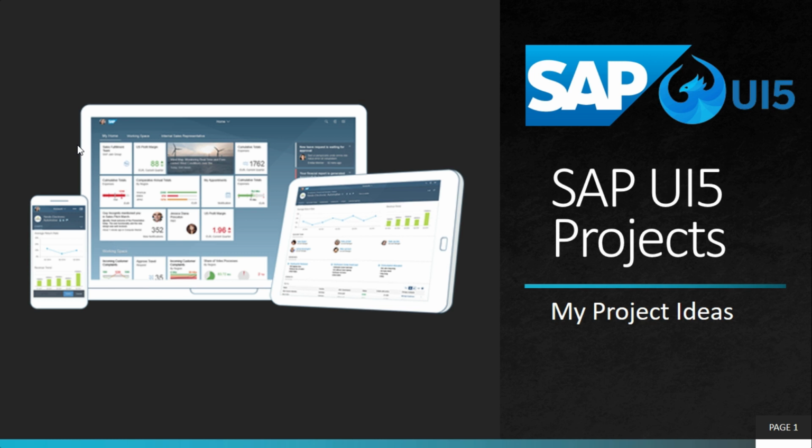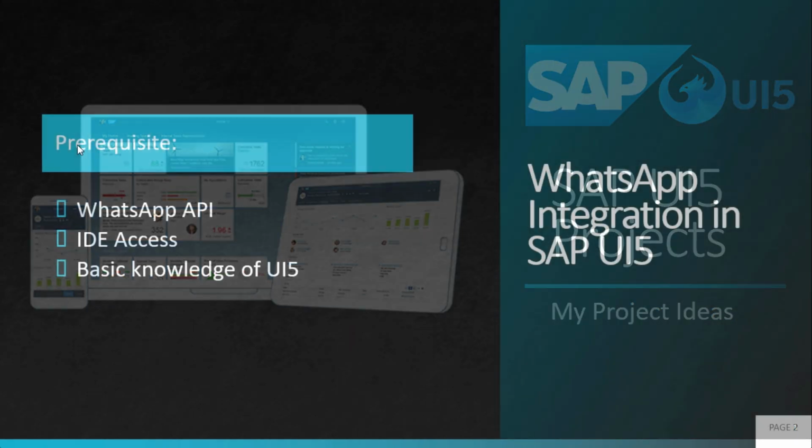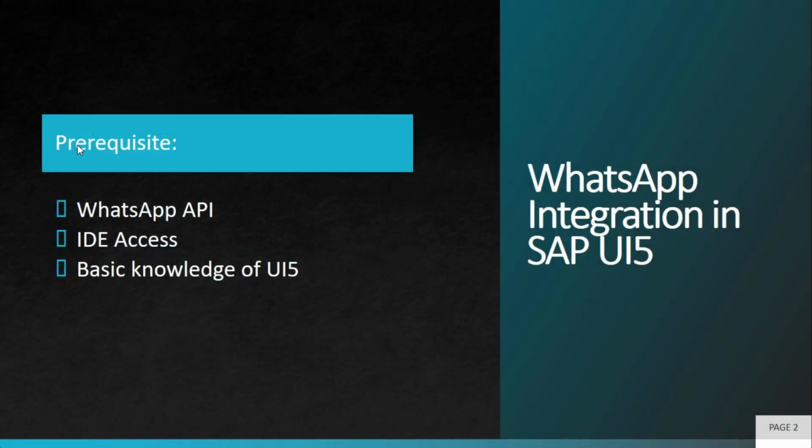This is an ongoing series on SAP UI5 projects, and in this video, we'll learn how to integrate WhatsApp API into SAP UI5. So, certainly, you need to have the WhatsApp API information. Just to be clear, we are not going to create APIs, we are going to use something called the click to chat WhatsApp API option.